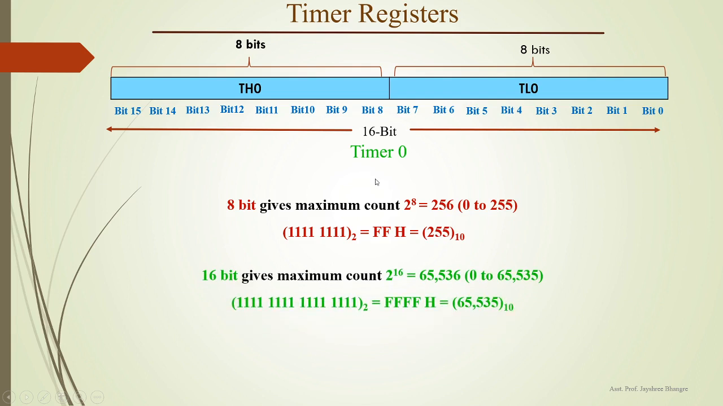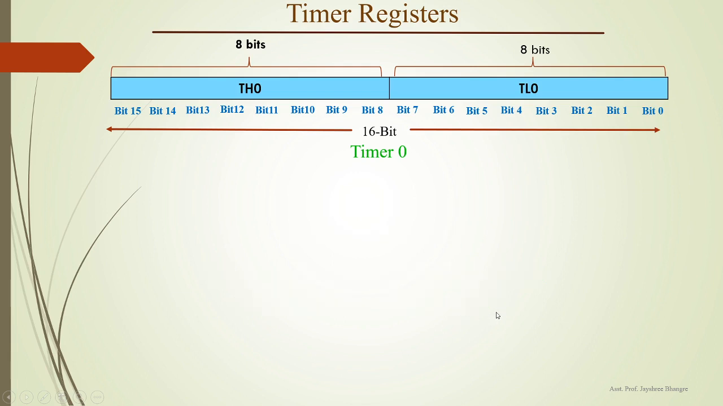If it is used as a 16-bit timer, then the maximum count that will be counted by the timer is 2 raised to 16, that is a total of 65,536 states it will count. So it counts states from 0 to 65,535. This is the maximum count of the timer. This is the 16-bit representation in binary, that is sixteen 1s, FFFFH in hex, and 65,535 in decimal.